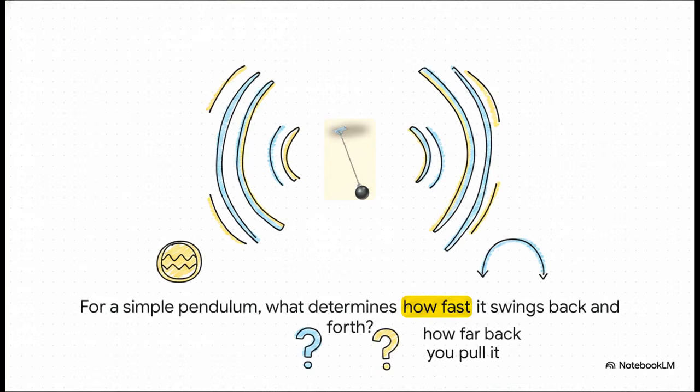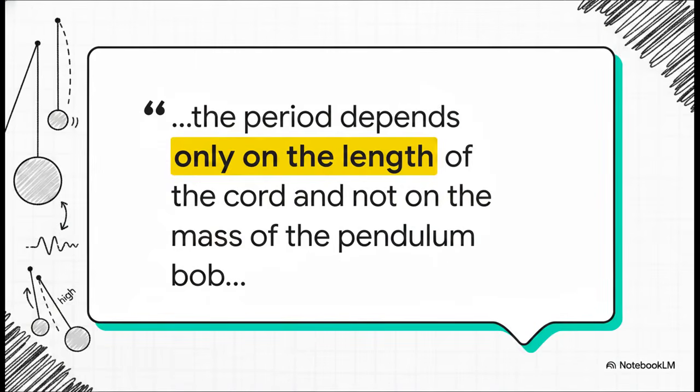Let's go back to our friendly little pendulum. When you give it a push, it swings back and forth at its own natural frequency. So what do you think sets that rhythm? Is it how heavy the pendulum is? Or maybe how far back you pull it before you let go? And here is the huge aha moment, a discovery made by Galileo hundreds of years ago. It turns out it's neither.